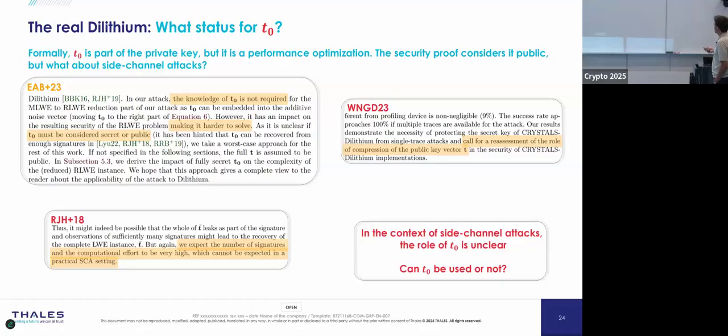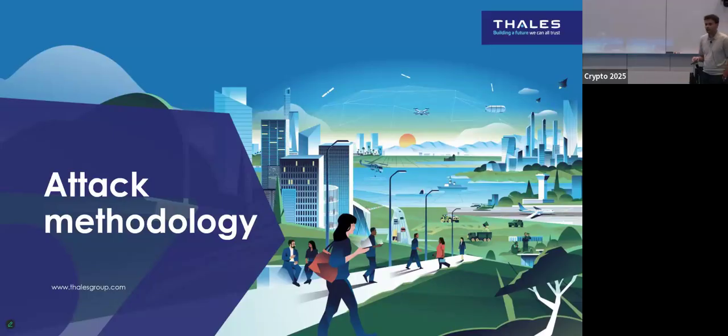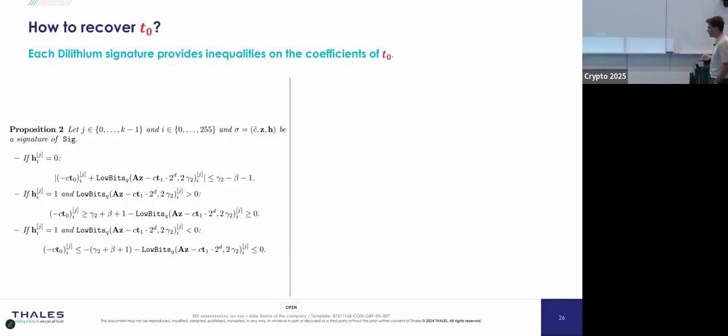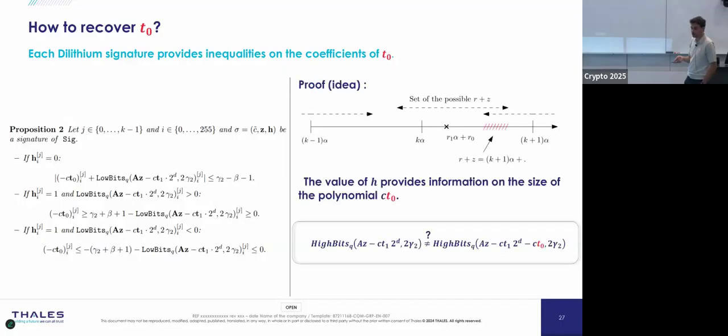And so the question we want to solve is, can T0 be used in practice or not to attack Dilithium implementations? The answer to this question is yes, and I will try to explain the main ideas of how we managed to do such a complete key recovery. The first main idea is to prove that each signature of Dilithium will provide inequalities on the coefficients of the secret T0. This is formally done by the following proposition that can look a little bit complicated, so I will just explain the simple proof of this proposition.